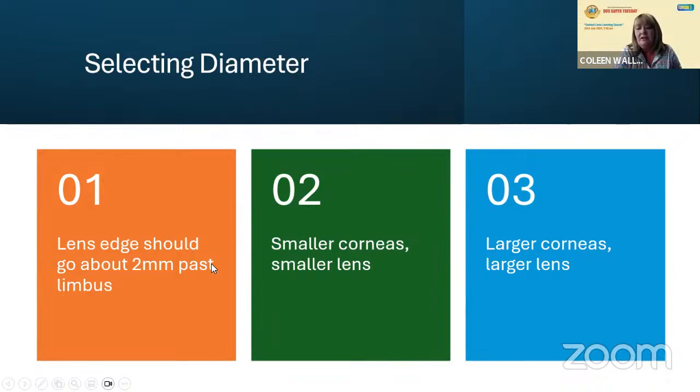There are 2 different diameters in our fitting set: 15.9 and 16.4. Patients that have larger corneas, you want to choose a larger diameter lens. Patients with smaller corneas, you want to choose a smaller diameter lens. Patients that have a 12 millimeter cornea or larger go with a 16.4 diameter lens. Patients that have smaller corneas go with a 15.9 diameter lens. The lens should always go approximately 2 millimeters past the limbus.